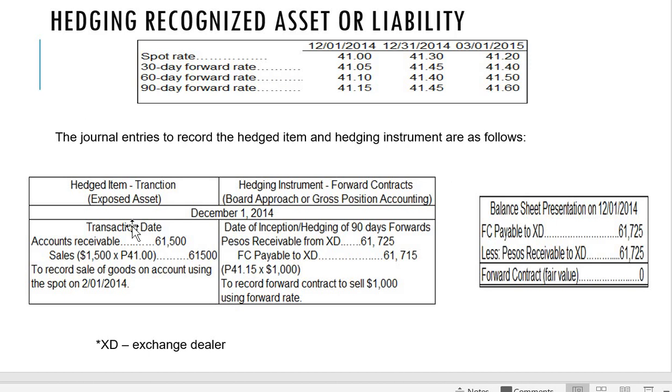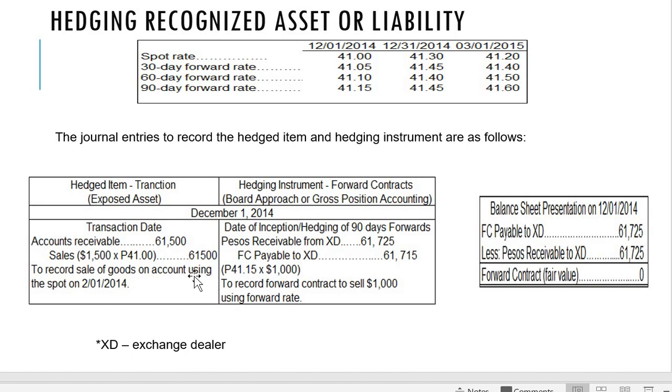And our hedging instrument is a forward contract to sell foreign currency. Since we are to sell foreign currency, what we will receive is fixed. We have peso receivable from exchange dealer, and then what we will pay varies. So the receivable is fixed and the payable to the exchange dealer varies. Since the foreign currency payable to exchange dealer absorbs the changes in the underlying values, our hedge instrument is a payable. It's always the opposite: if our hedge item is a receivable, our hedge instrument is a payable. That's why it's the opposite when we analyze the changes. For the hedge instrument, since it's a payable, an increase means loss and a decrease means gain.